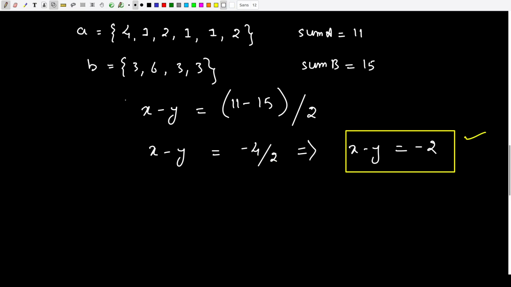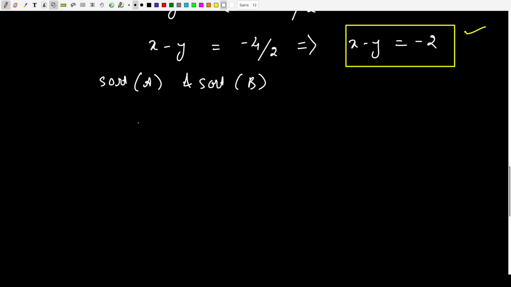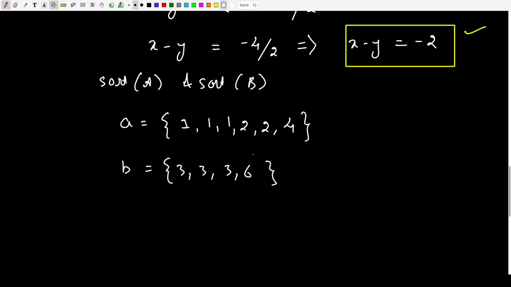Now in order to find this optimally, what we do is we are going to sort array A and we are going to sort array B. So after sorting array A and B, array A will look something like this and array B will look something like this. Now in order to find the pair X and Y, we are going to have a pointer set to the beginning of array A and another pointer set to the beginning of array B.